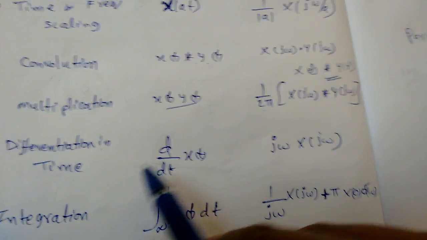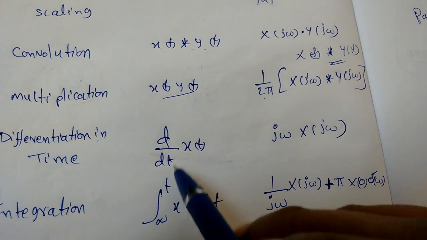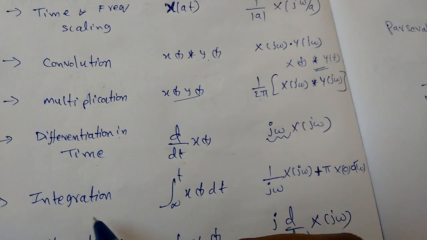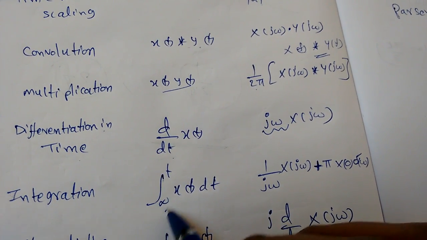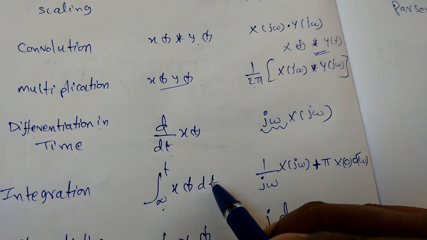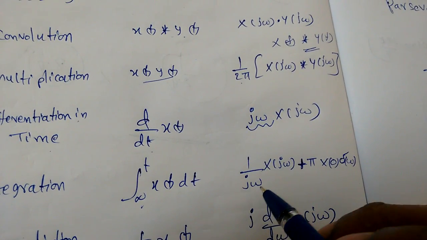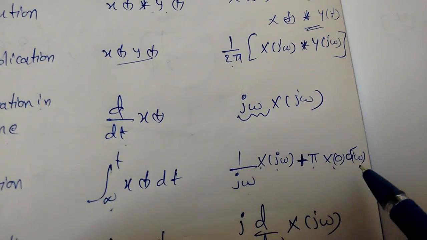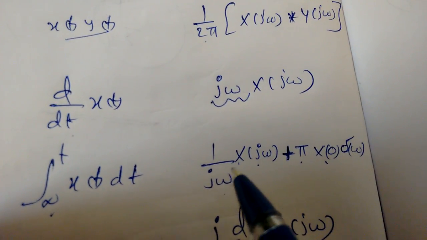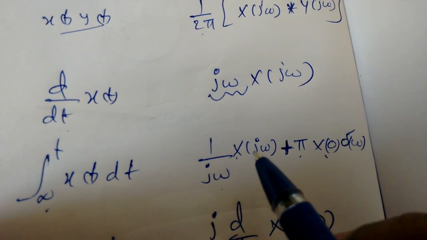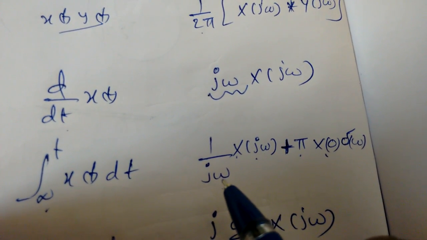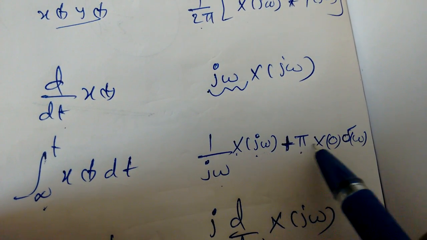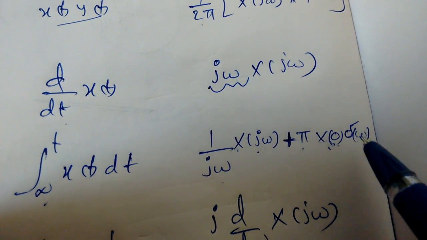So now differentiation in time. If I differentiate x of t, d by dt, we will get multiplication by j omega in the omega domain. If there is integration, that is minus infinity to t of x of tau d tau, the Fourier transform is 1 by j omega into x of j omega plus pi into x of 0 into del omega. If x of t is having x of j omega, it may be anything. So x of j omega by j omega plus pi into, in place of omega, we need to substitute 0. So x of 0 into del omega.